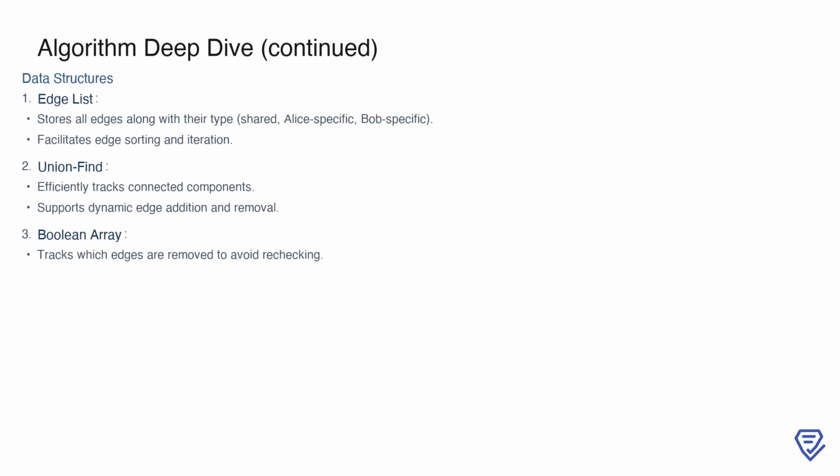To implement the algorithm efficiently, several data structures are used. First, an edge list is employed to store all edges along with their types: shared, Alice-specific, or Bob-specific. This structure simplifies sorting and iteration over the edges. Next, the union find data structure is used to track connected components dynamically as edges are added or removed. Its efficiency is critical for ensuring the algorithm performs well on larger inputs. Finally, a Boolean array is used to track which edges have been removed, allowing us to avoid redundant checks during the simulation of edge removal.